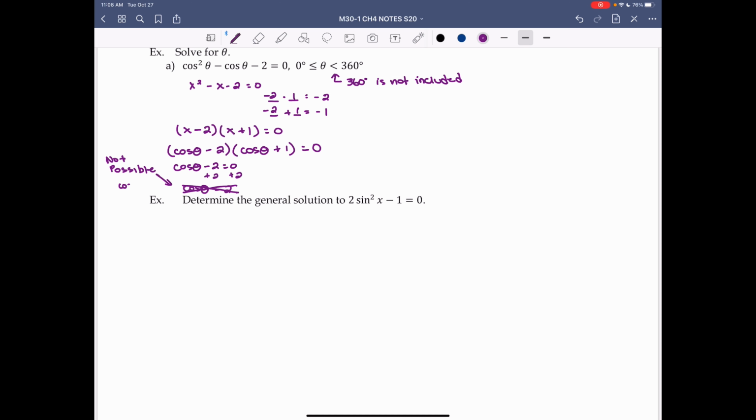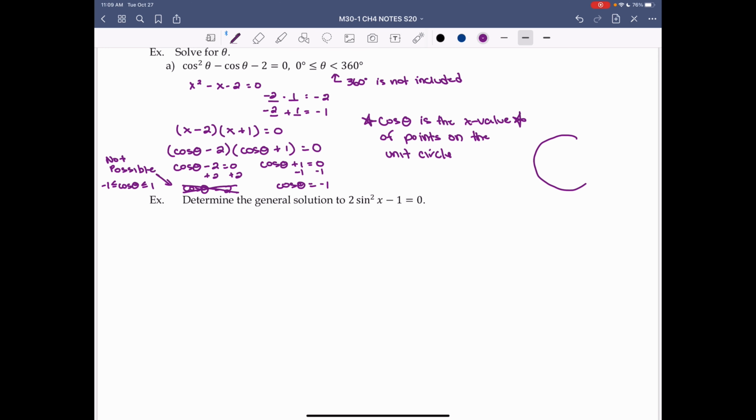Since cos theta is greater than or equal to -1 and less than or equal to 1. Then our other factor, cos theta plus 1 equals 0. Subtract 1, we get cos theta equals -1. Remember that cos theta is the x value of points on the unit circle. So we're really looking for on the unit circle when is x equal to -1.